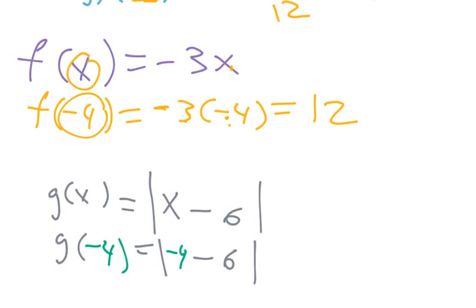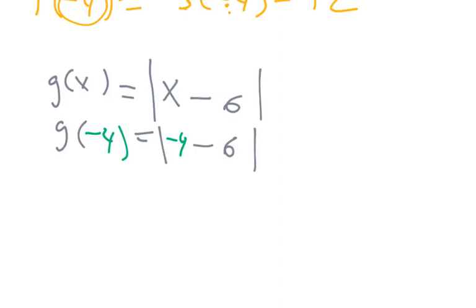Yes. Okay, sorry. So g of x is the absolute value of x minus 6, right? Instead of x, you have negative 4, so every x got replaced with negative 4. Negative 4 minus 6 is negative 10. Whenever it's in the absolute value, it's positive. Y'all go with that?